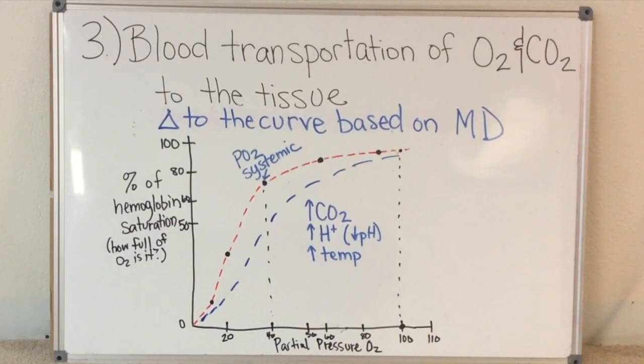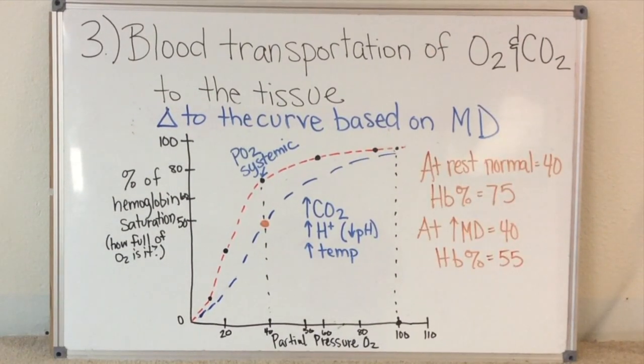Depending on the conditions around the cells, the curve can shift upward or downward. As an area becomes more concentrated with carbon dioxide, hydrogen, or experiences an increase in temperature, hemoglobin has a harder time holding on to oxygen. This means at the same partial pressure, it will release more oxygen than in normal conditions. An increase in carbon dioxide, an increase in hydrogen concentration, and an increase in temperature are all indicators of more metabolically active tissue. Why would we want the curve to shift downward?